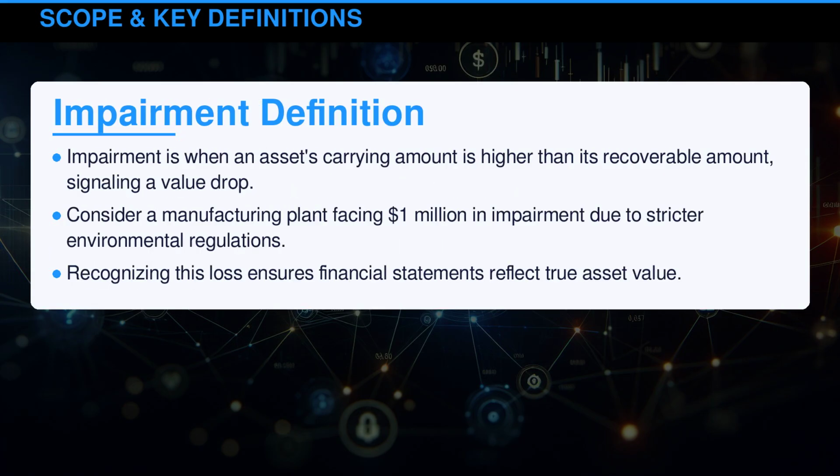Impairment is when an asset's carrying amount is higher than its recoverable amount, signaling a value drop. Consider a manufacturing plant facing $1 million in impairment due to stricter environmental regulations. Recognizing this loss ensures financial statements reflect true asset value.